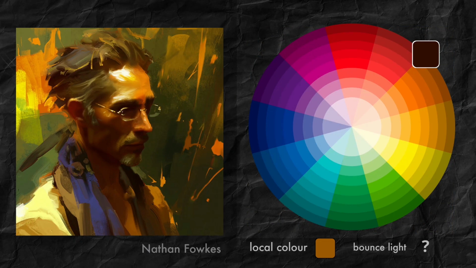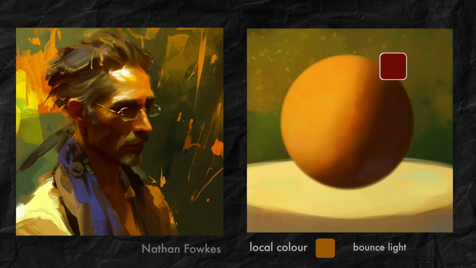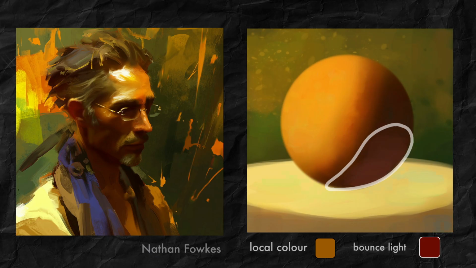Let's start with the shadow color. Remember I said earlier that bounce light is a weak light source, so it will only brighten the shadows a little, and we get this lighter color. But when light loses energy in the bounce, it will shift towards the warms and gets redder, and here we get the final color. Let's paint it in and bring some more life into our study.